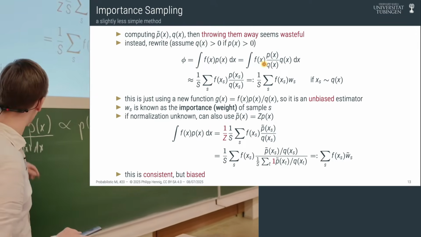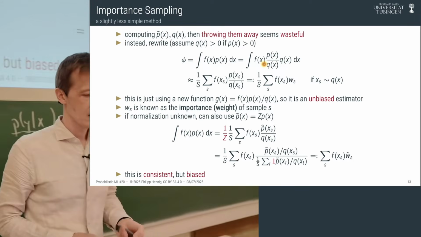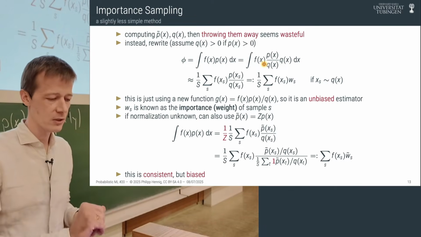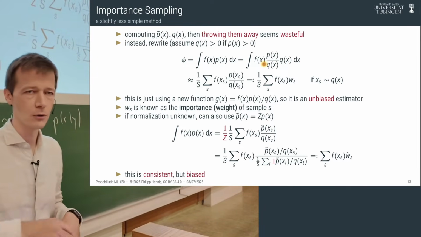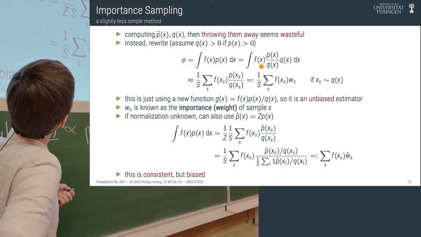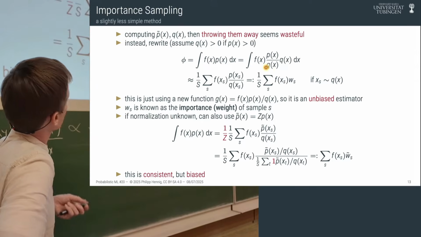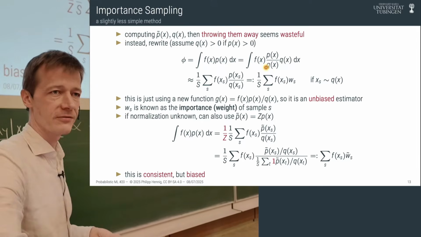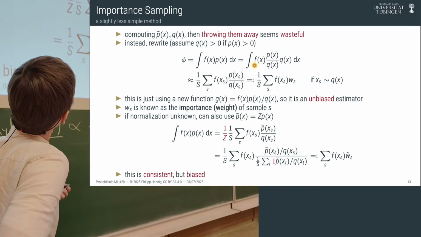And we assume that we can evaluate the probability density function of P. Let's assume for a moment that we can actually compute the value of P exactly. It turns out you don't even need to know the normalization constant. Then we can compute this ratio P over Q. That's called the weight, the importance of the sample, the importance weight, and multiply the value of F at that point with this weight.